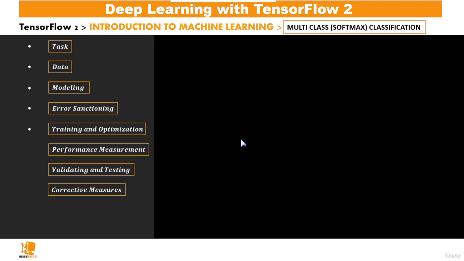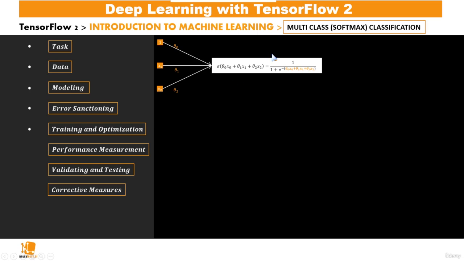In this section on training and optimization of the Softmax classification, we shall see how to compute the partial derivatives of the loss with respect to the different parameters theta j,k, and also apply gradient descent.